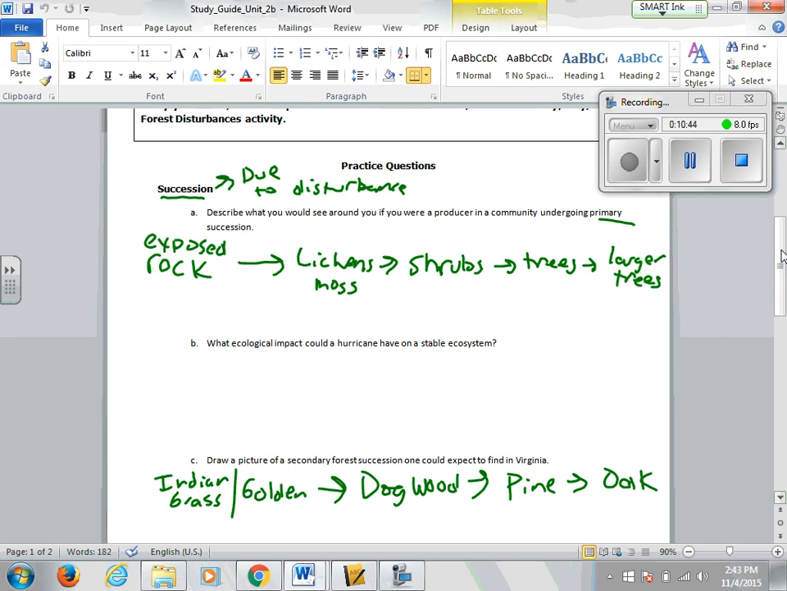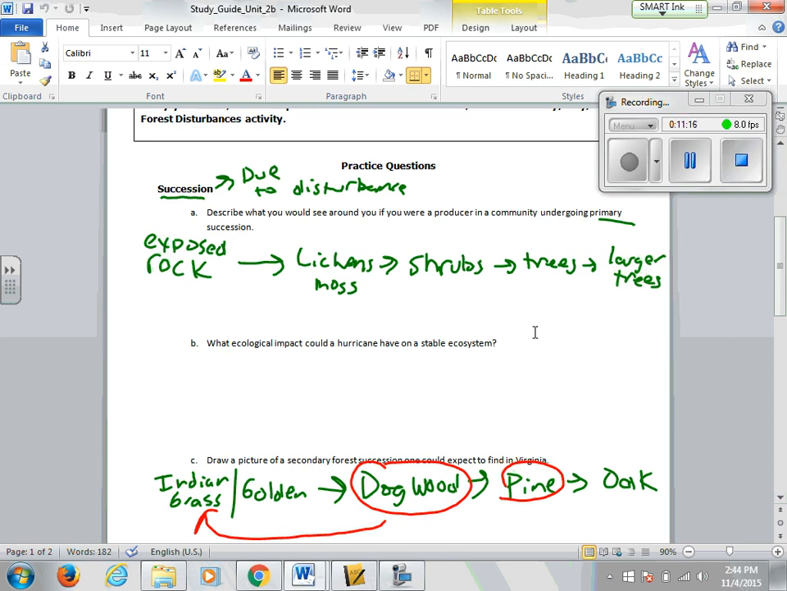Now a disturbance might reset the succession timeline. So if we have a fire right here, it knocks out all the dogwood, then we're going to go back to succession again. If we clear the pine trees because we want to make firewood, or we just clear a forest, cut down trees for housing or whatever reason, then we're going to reset the succession timeline. So it really depends on what the disturbance is.